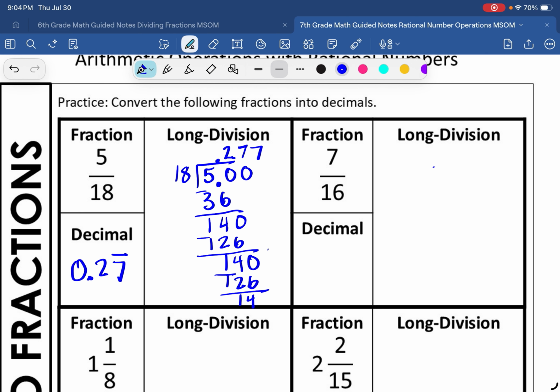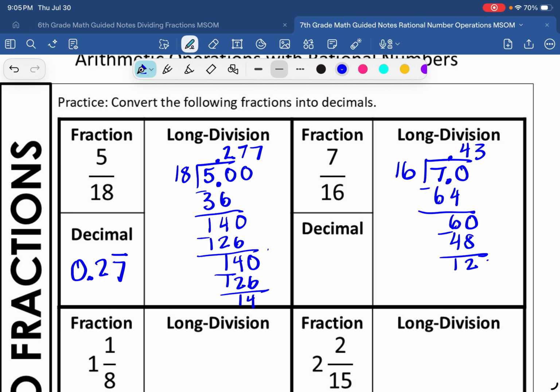7 divided by 16. 7/16 is the same as 7 divided by 16. So 16 goes into 7 0 times. So I will add my decimal. 16 goes into 70 4 times. 16 times 4 is 64. 70 minus 64 is 6. Bring down my 0. 16 goes into 60 3 times. 16 times 3 is 48. Subtract is 12. 12 is less than 16.